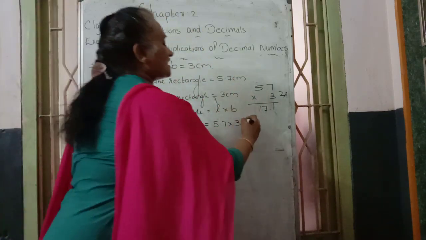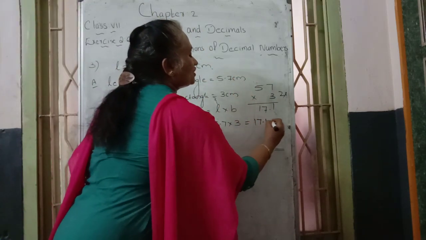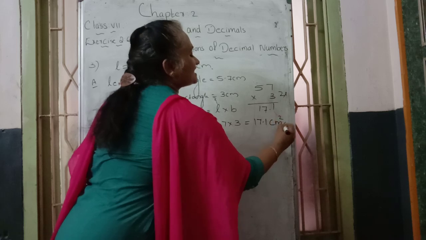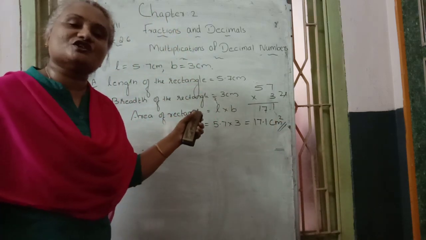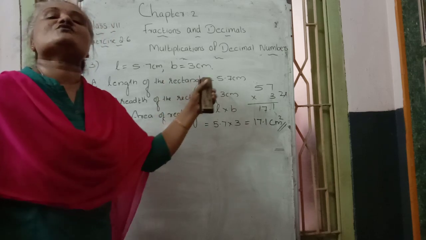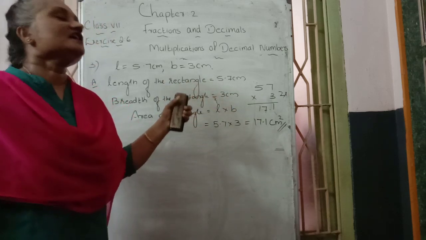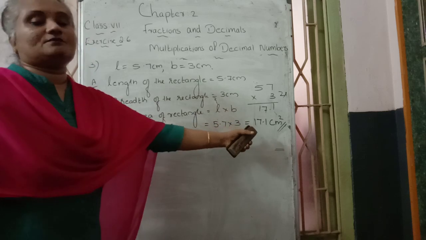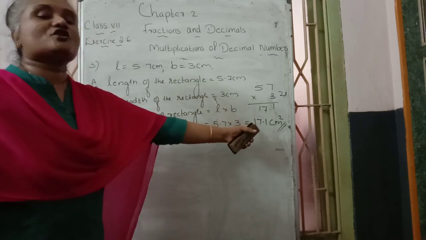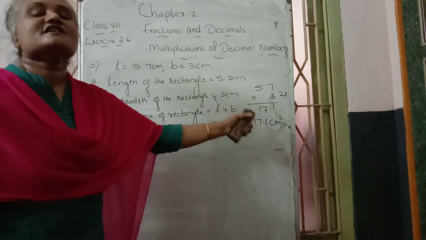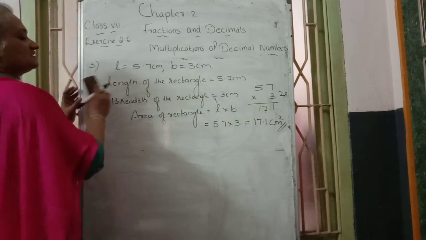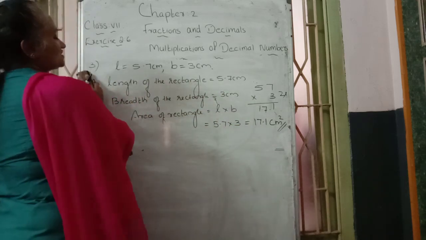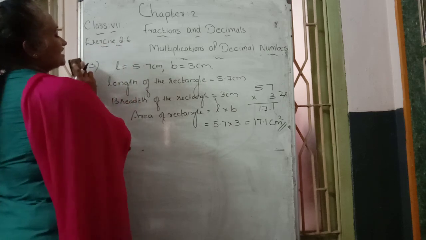So our answer becomes 17.1. Area is represented in which unit? Square unit. Here, which unit have they given? Centimeter. That's why centimeter square is the unit. Okay, so the area of this rectangle becomes 17.1 centimeter square. This is our third question, exercise 2.6, third bit.